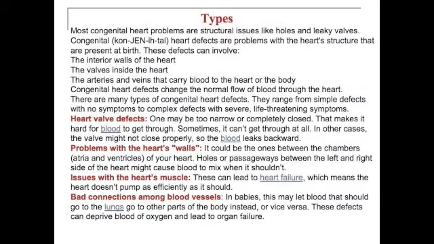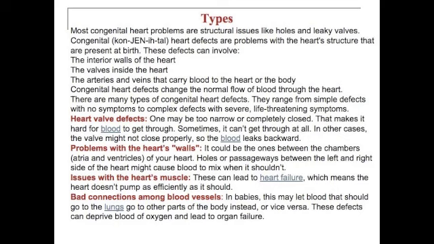Types. Most congenital heart problems are structural issues like holes and leaky valves. Congenital heart defects are problems with the heart structure that are present at birth. These defects can involve the interior walls of the heart, the valves inside the heart, the arteries and veins that carry blood to the heart or body. Congenital heart defects change the normal flow of blood through the heart.